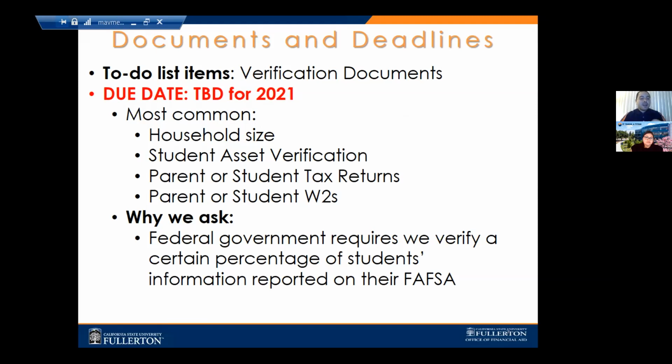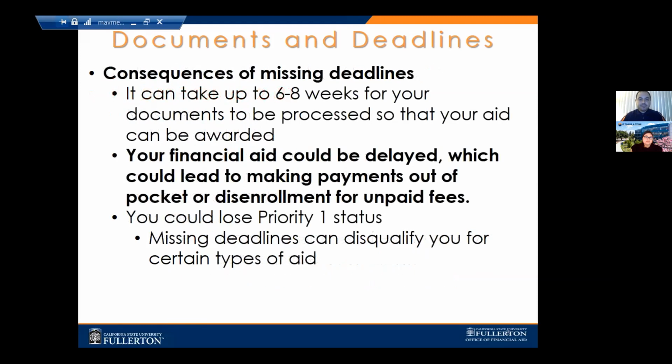But some of those common questions, some of those common verification forms are household size, so how many people are in your family's household, asset information, so do your parents have any investments, any properties, anything that is considered an asset, and lastly, student and parent tax information are the most common questions. And again, it's just information that the U.S. Department of Education wants us to double check to verify a student's eligibility for specific grant funding or loan funding.